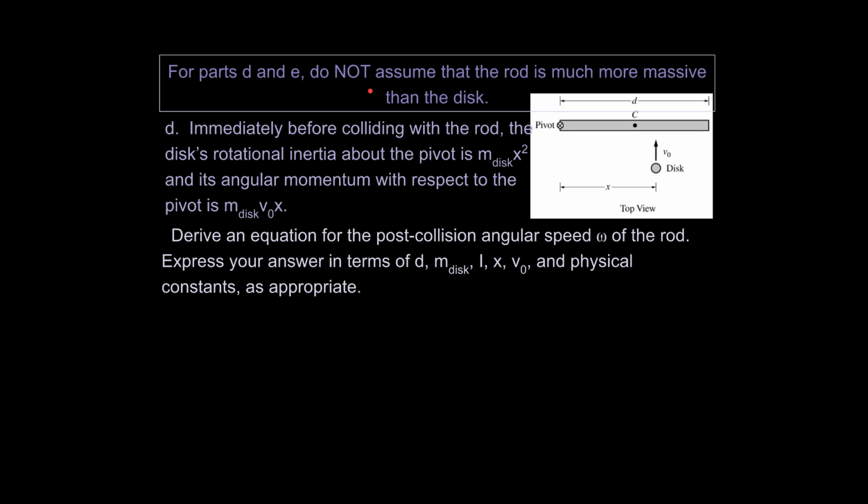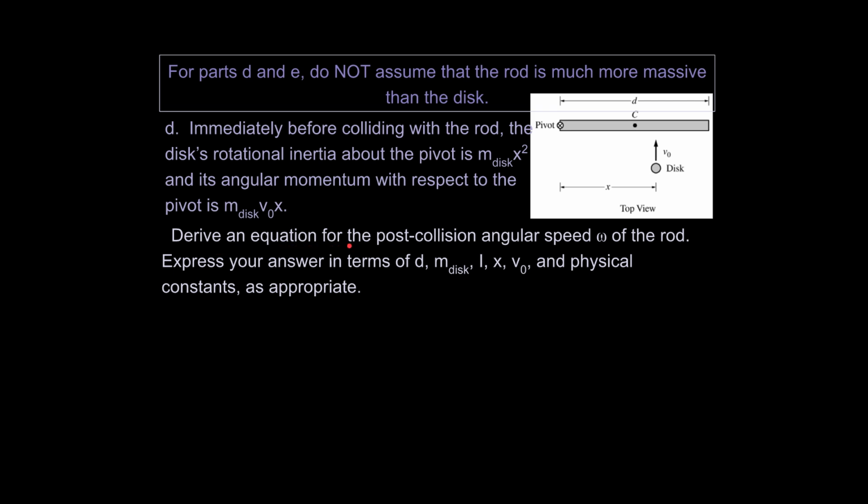Alright, and for parts D and E, we now do not assume that the rod is much more massive than the disk. Alright, fair enough. That did not play into our calculation a huge amount before, but it's something to note now. So D, immediately before colliding with the rod, the disk rotational inertia about the pivot is m disk x squared. Alright, so they're giving us our moment of inertia for the disk, and its angular momentum with respect to the pivot is given to us as well. So these are a couple statements that we need to write out to make life easier for us. So we'll take a moment to write that out, and let's look at the question.